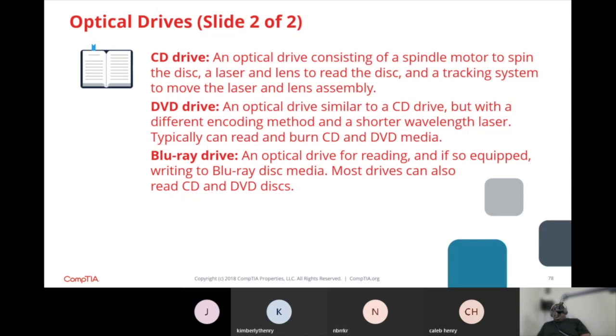So, as we said, those were the three different types of drives: CD drive, DVD drive, and Blu-ray drive. CD drives can only read CDs, DVD drives can read CDs and DVDs, Blu-ray drives can read CDs, DVDs, and Blu-rays.